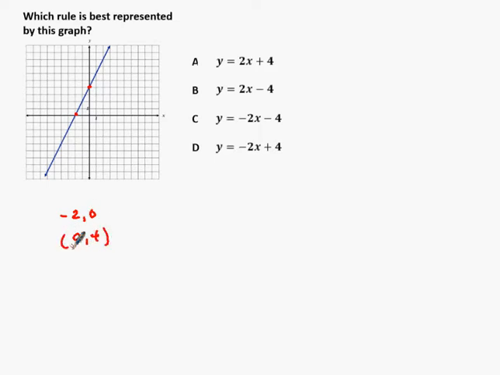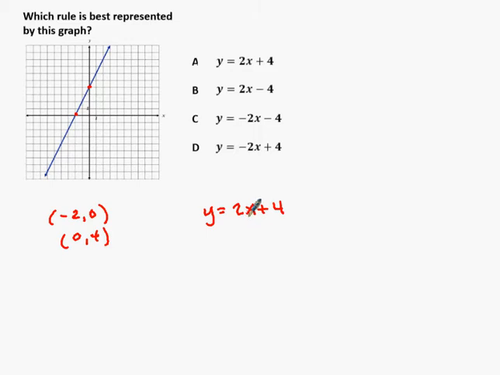And what we're going to do is plug these x and y values into each of these equations, and whichever equation these both plug into correctly, that's the equation that represents the line. So we're going to start with y equals 2x plus 4.